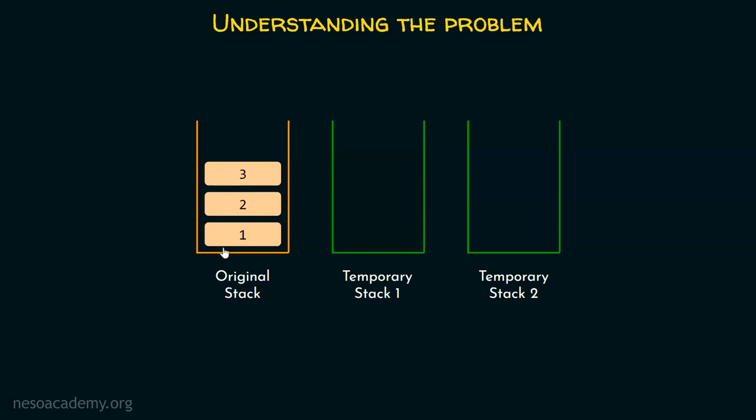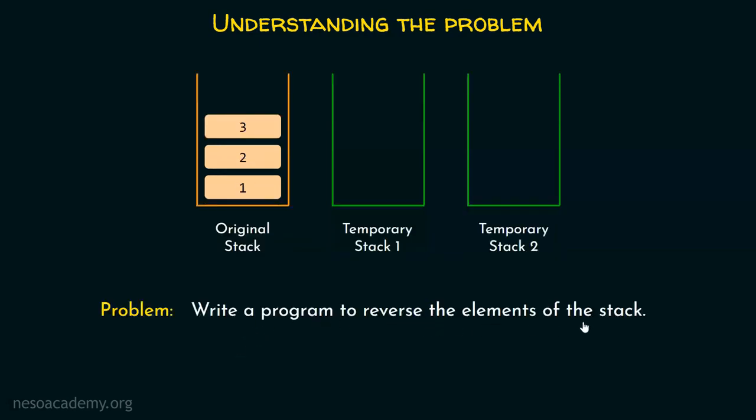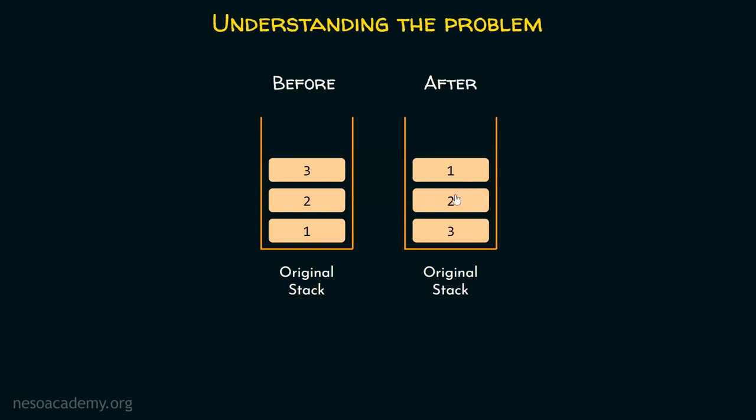Now the target is to simply reverse all these elements. Please remember that our problem is to write a program to reverse the elements of the stack. We have to write a program to reverse the elements of this original stack. Reversing means we will get something like this: 1 must be the topmost element, then 2, and finally 3. Here, this is the pictorial representation of the stack before reversing the elements. You can see 3 is at the topmost position, then we have 2 and finally we have 1. After reversing all these elements, this is how our stack looks: 1 must be at the topmost position, then 2 and then 3, right?